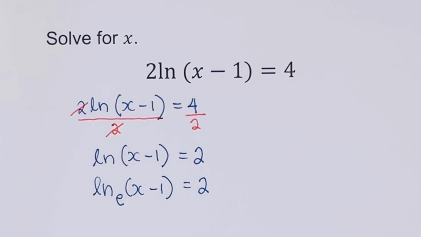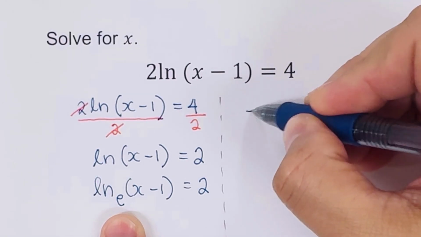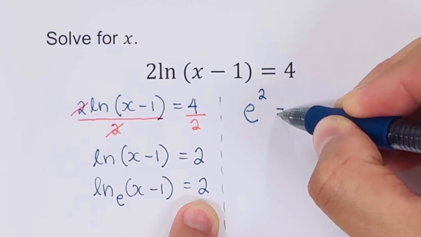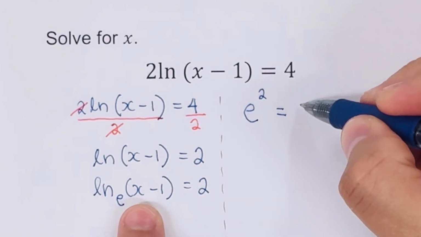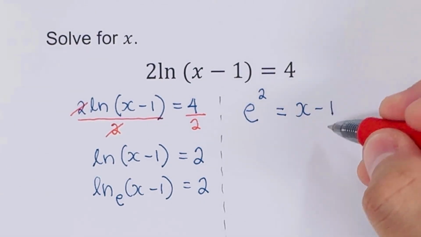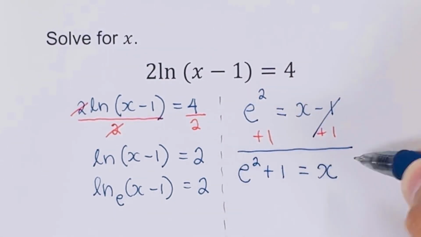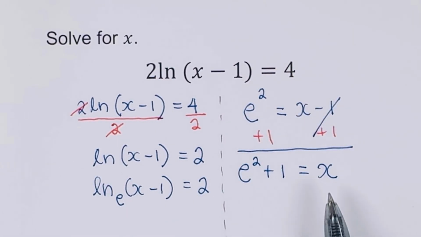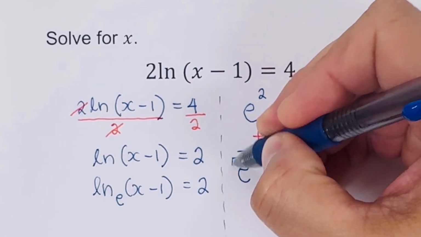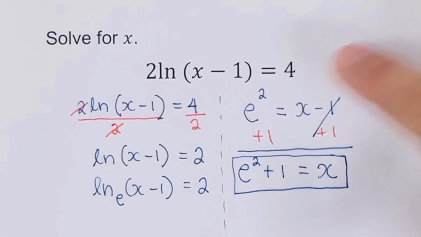So from here, we can go ahead and change this to its exponential form. So this will be our base. e is the base and the exponent is 2. And the argument here will be equal to this whole expression that is x minus 1. So that from here, we can go ahead and isolate x on one side by adding 1 to both sides. So we can go ahead and say that our x here is e squared plus 1. So this is the value of x that will make this equation correct.